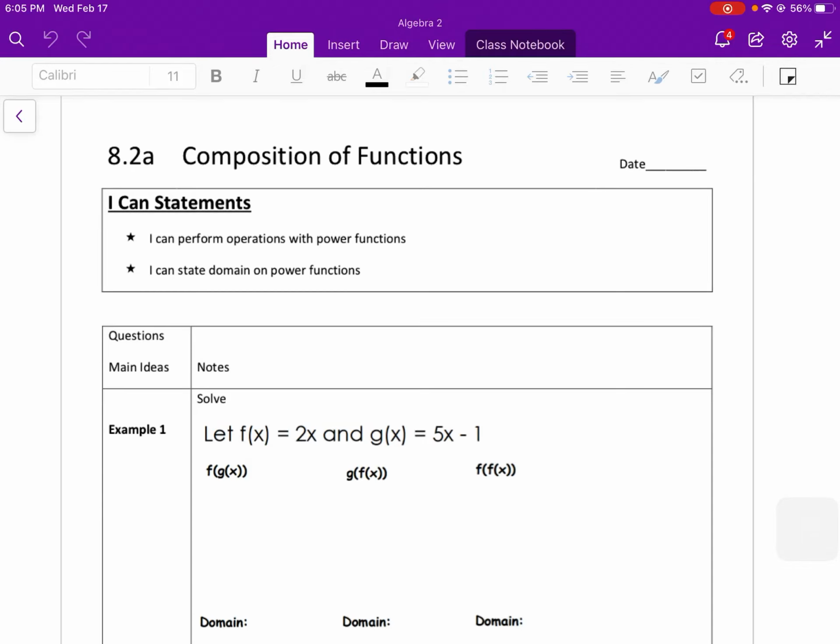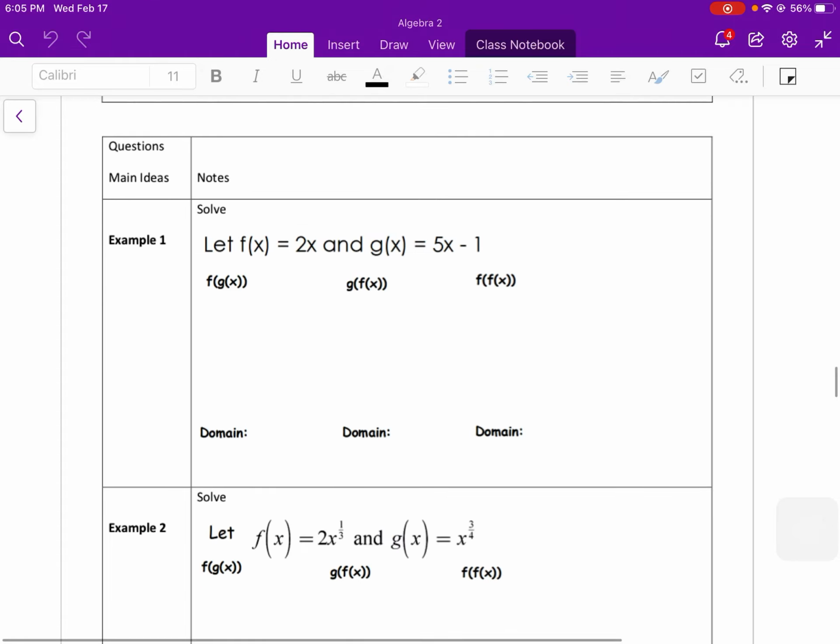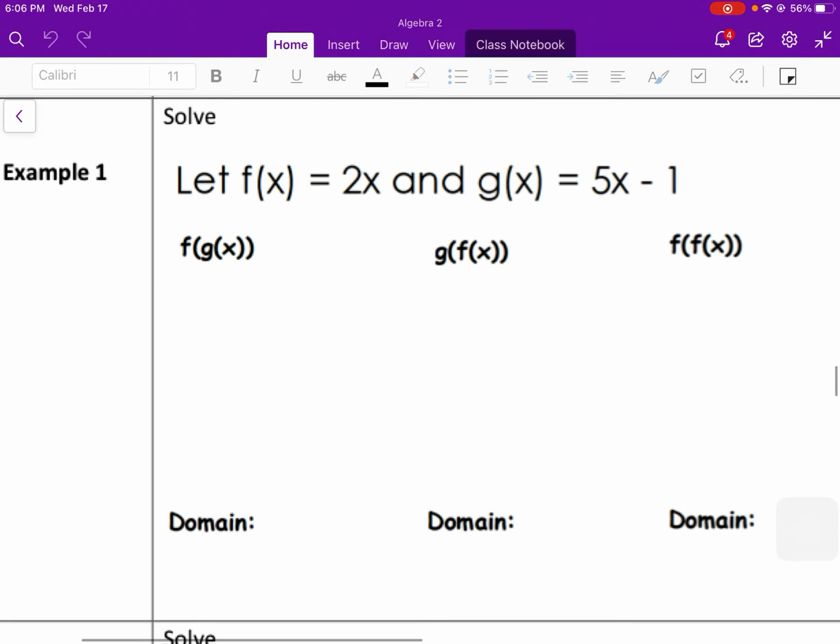This is 8.2a, composition of functions. And in this lesson, we will be able to perform operations with power functions, and we can state the domain on power functions. So, when we get right into it, we have two functions here, f of x equals 2x and g of x equals 5x minus 1. So this right here, f of g of x, is the composition of the functions.